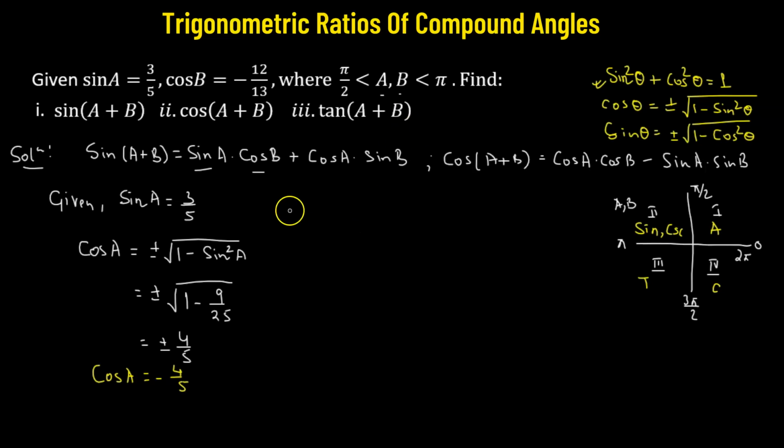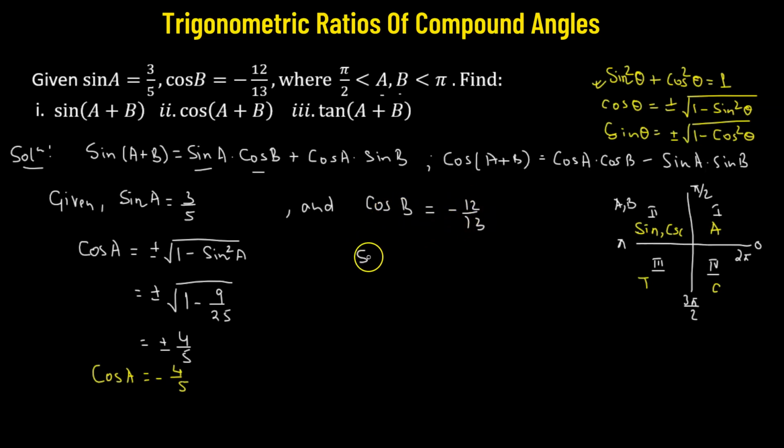Now we'll go to the next one. We are also given here the value of cosine B. So that is negative 12 over 13. So here we have a negative value. Let's verify why it is negative. Since it is mentioned that B lies in the second quadrant, and in the second quadrant only the sine function is positive, that's why the cosine function, cosine of B, is a negative value.